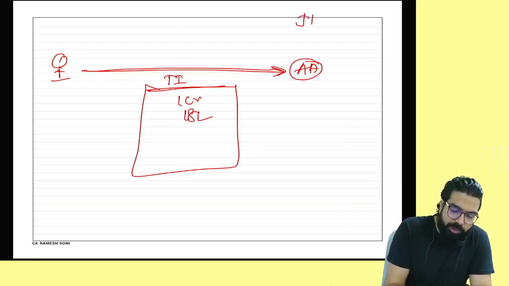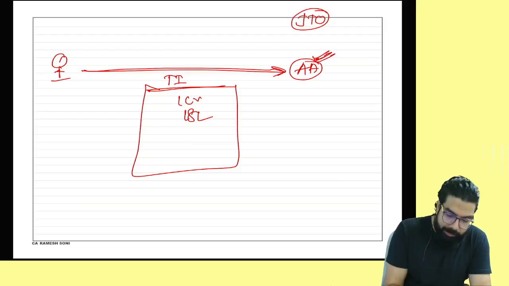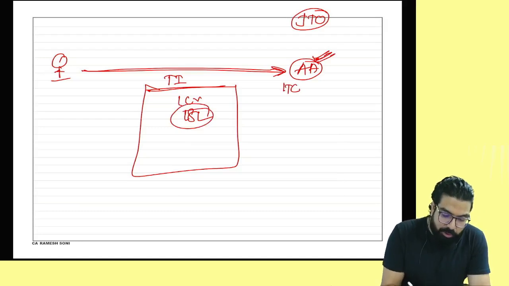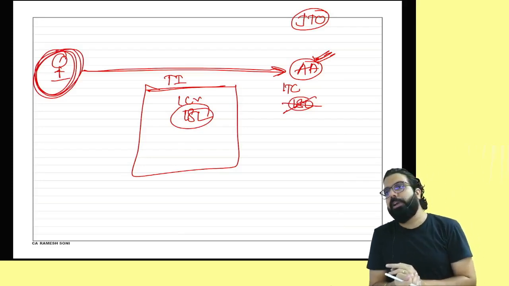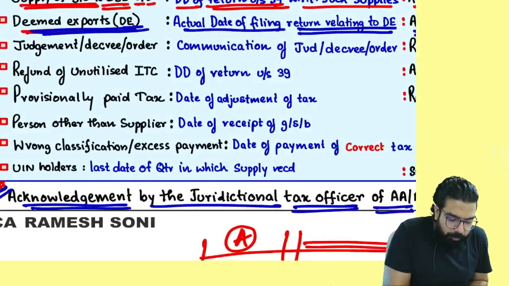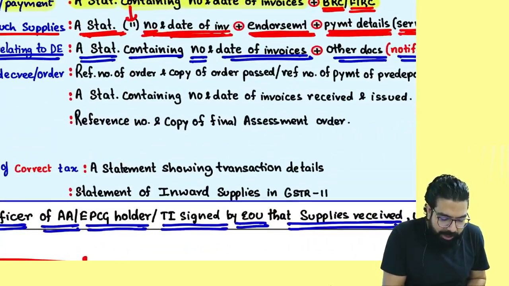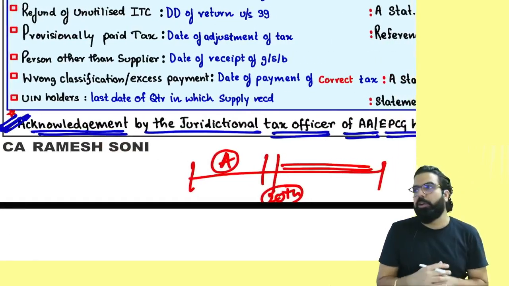An acknowledgement from his jurisdictional tax officer that this person has received the goods. Secondly, you have to take an undertaking from him that he will not take the ITC of this 18 lakh rupees and will also not claim a refund of this 18 lakh rupees. Only then will you be given the refund. Is my point clear to all? In the case of deemed export, you should give a statement containing the number and date of invoice plus the other notified documents, which I have mentioned here.